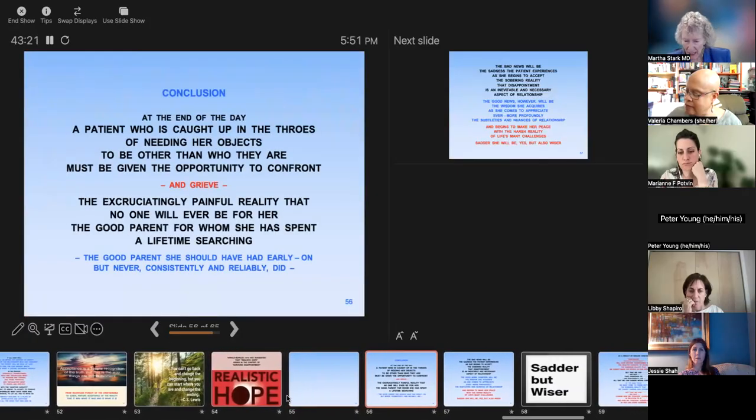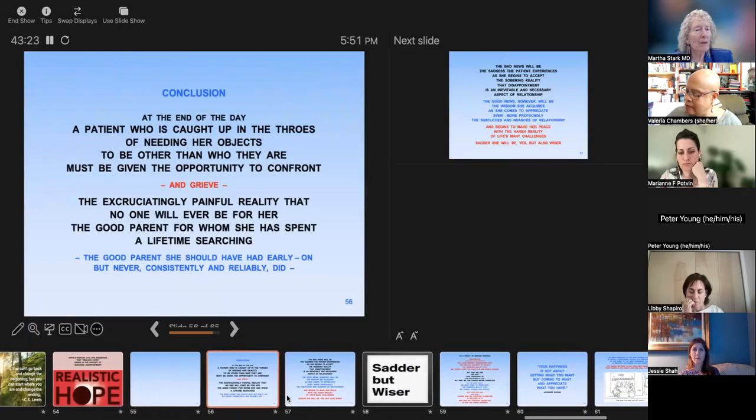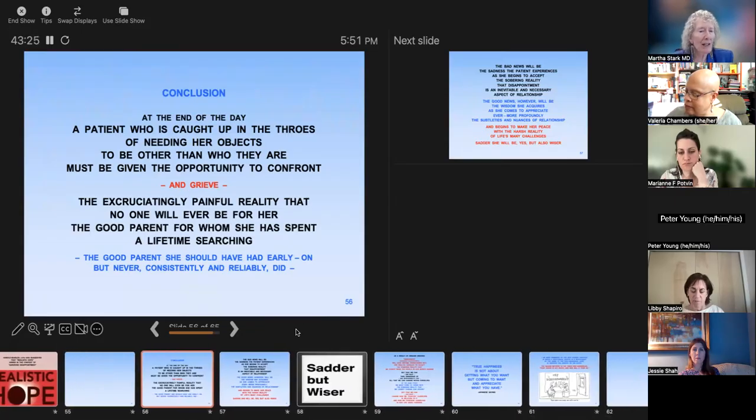Conclusion. At the end of the day, a patient who's caught up in the throes of needing her objects to be other than who they are must be given the opportunity to confront and grieve the excruciatingly painful reality that no one will ever be for her the good parent for whom she has spent a lifetime searching, the good parent she should have had early on, but never consistently and reliably did.